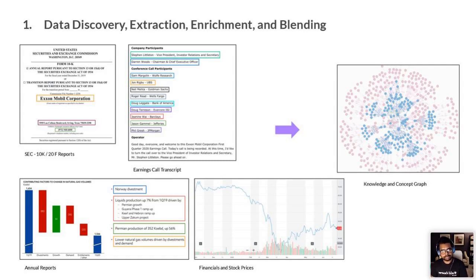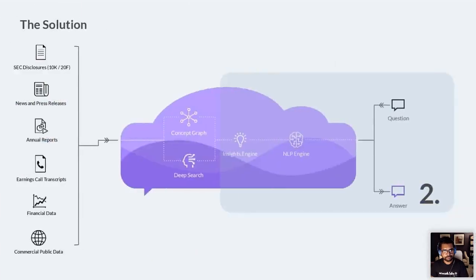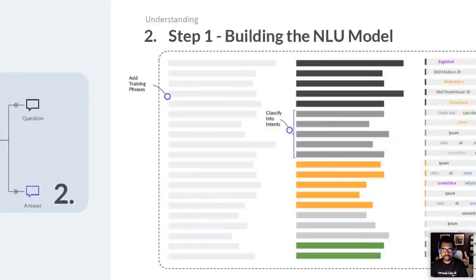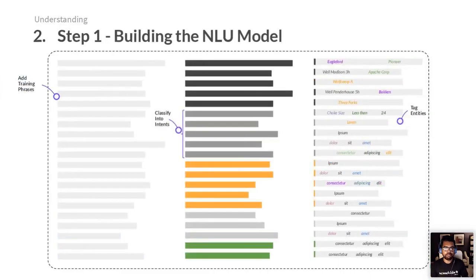So that's the first step, is you get the data out of all of these documents into a more structured space. The second step is now, how do you understand what the user is asking Nesh? So the first step to do that is to build the natural language understanding model.